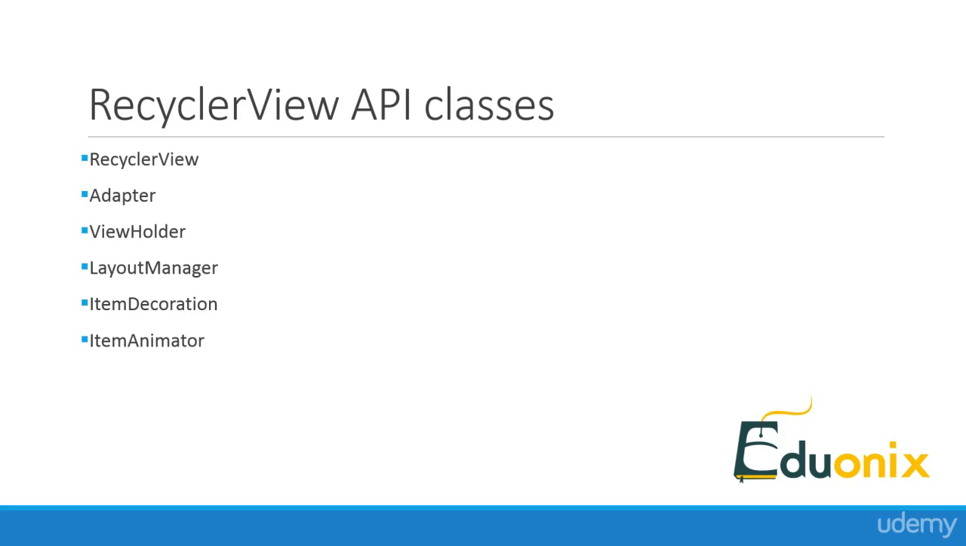The adapter will need to extend the RecyclerView.Adapter class. This is the base class for adapters for the RecyclerView. The adapter will provide a binding from an app-specific dataset to the views that are displayed within the RecyclerView. The ViewHolder describes an item view and metadata about its place within the RecyclerView.